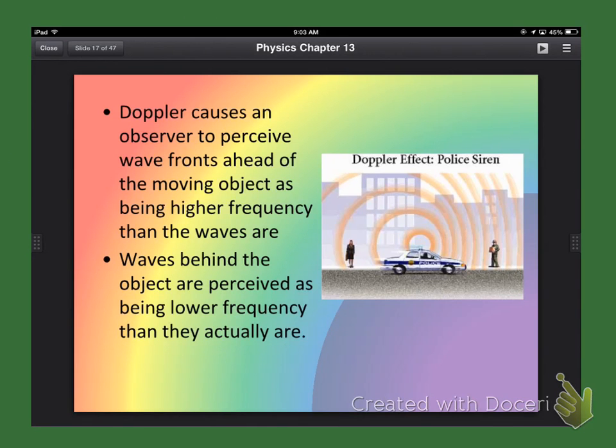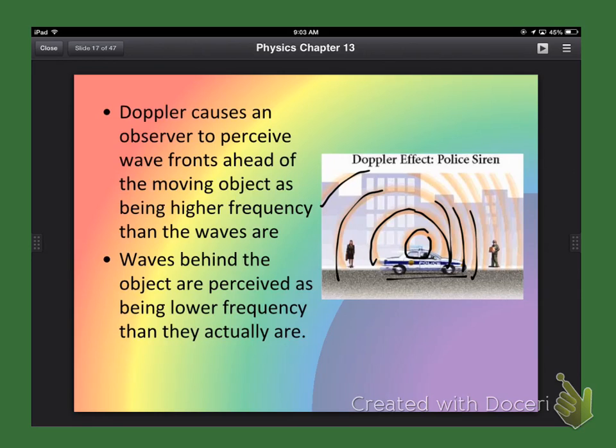Okay, this is a pretty good image for this. If we imagine the police car and the siren noise, we can see how these waves are compressed. Well, if the waves are compressed, they hit you more frequently, which means they have an increased frequency. They have a higher frequency of hitting you. If you're out behind, those waves are hitting you less frequently, they have a lower frequency.